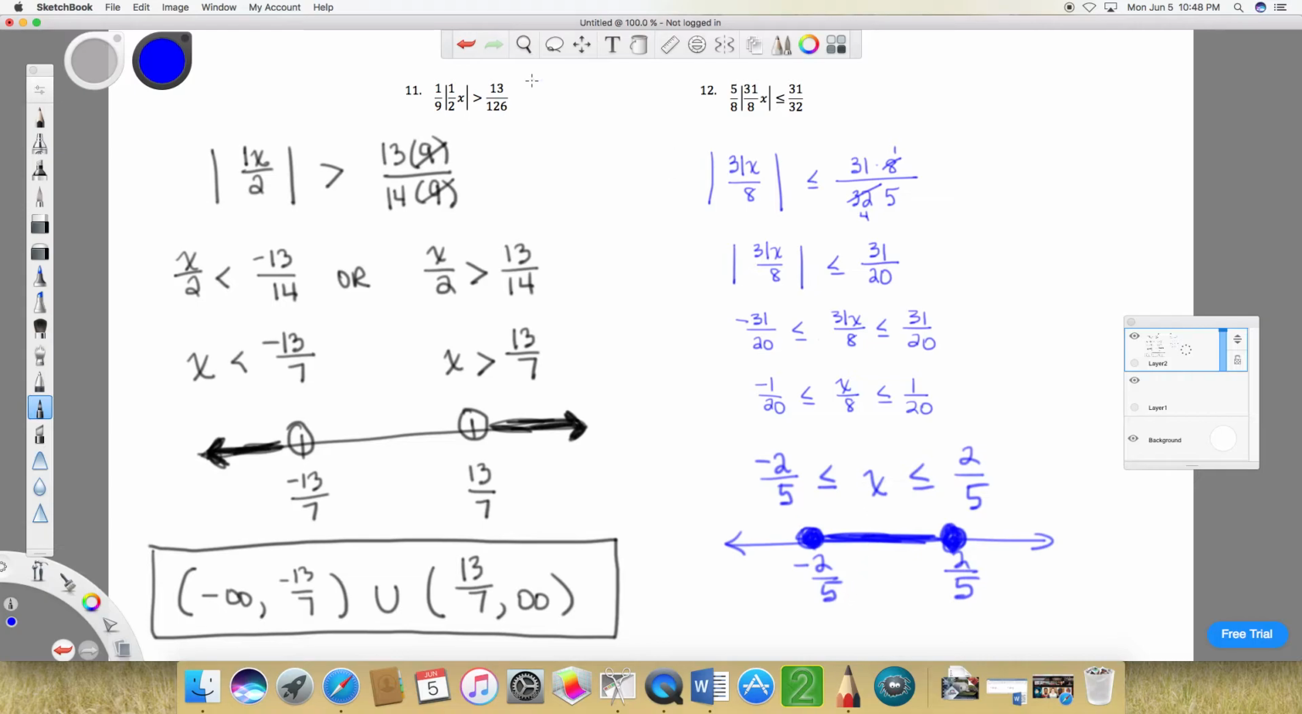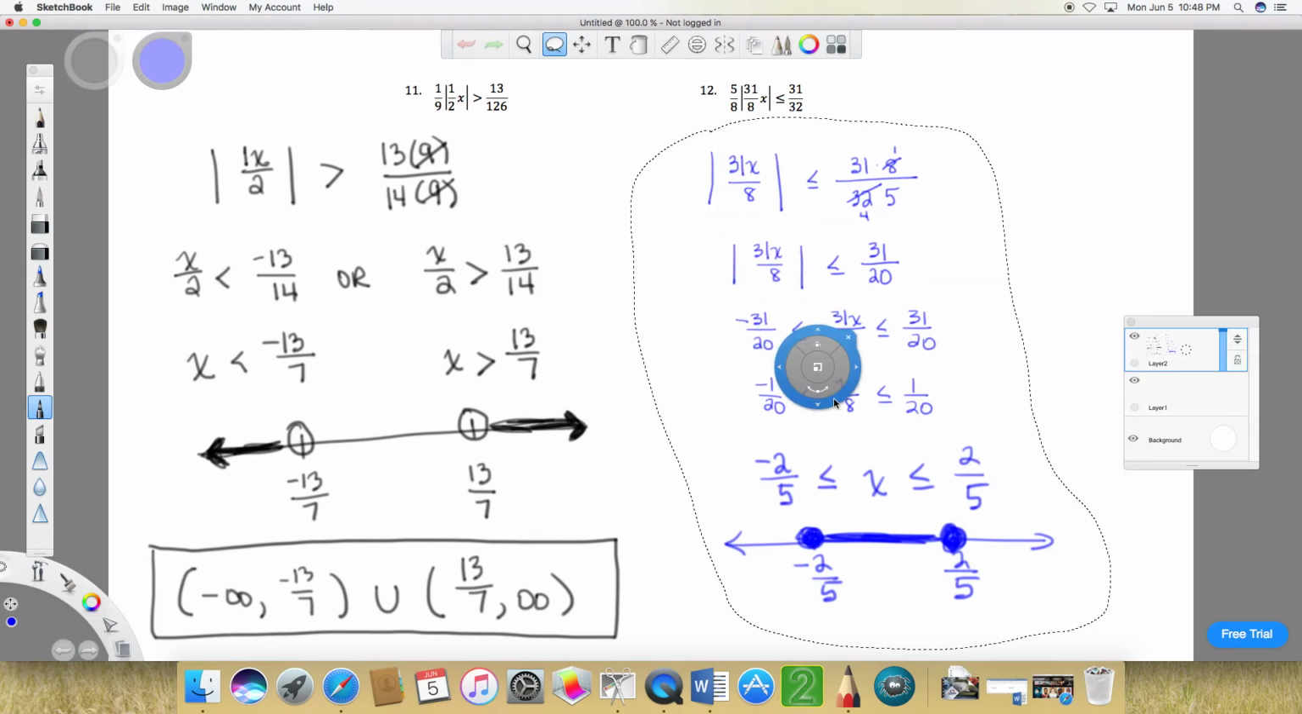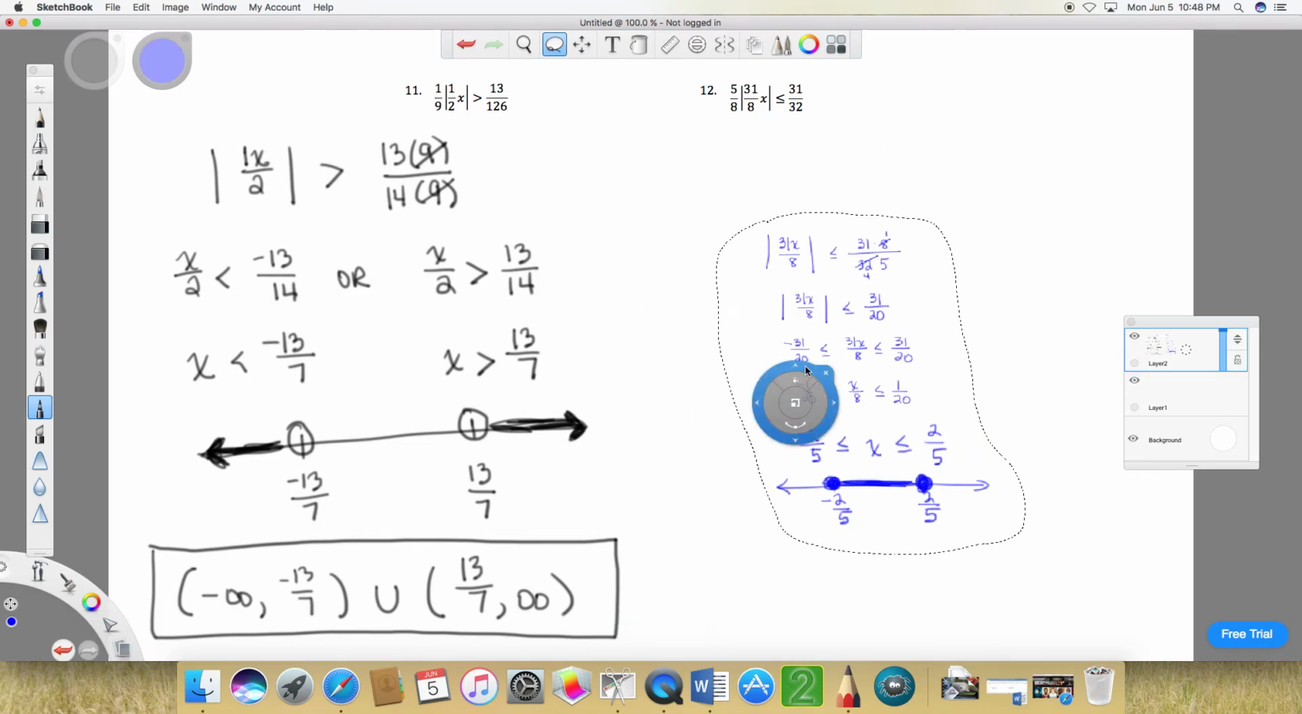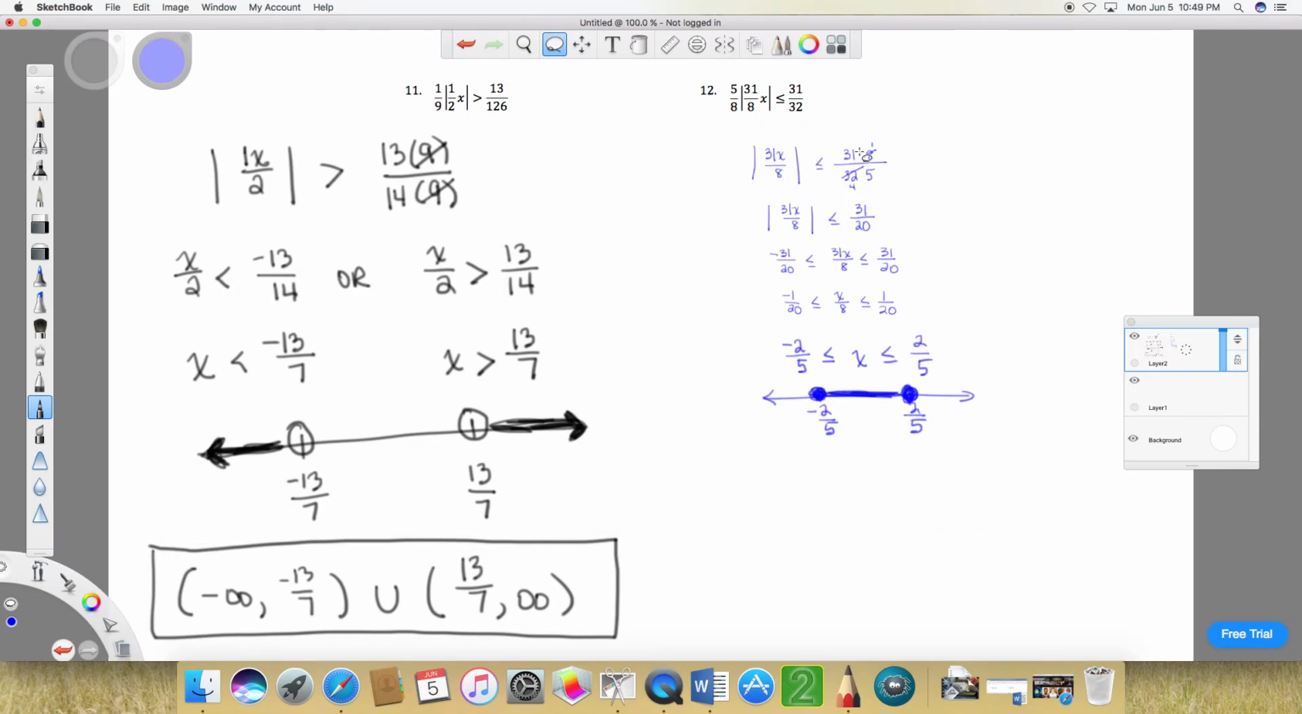So in interval notation, we use brackets to include the endpoints. So we have bracket negative 2/5 and bracket positive 2/5.